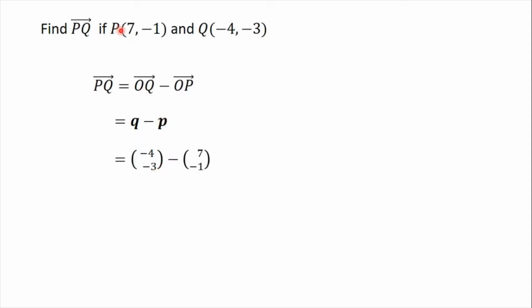We know the coordinates of P, so the components of position vector P will be 7, -1. We explained this in the previous video. So doing the subtraction, we have -4 minus 7, which is -11. Then we have -3 minus -1, which will give us -2. So we have been able to find the vector PQ from the points P and Q.